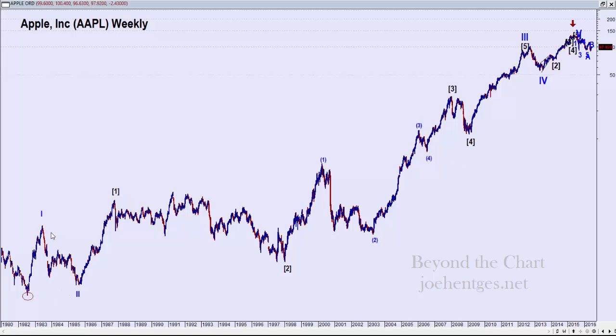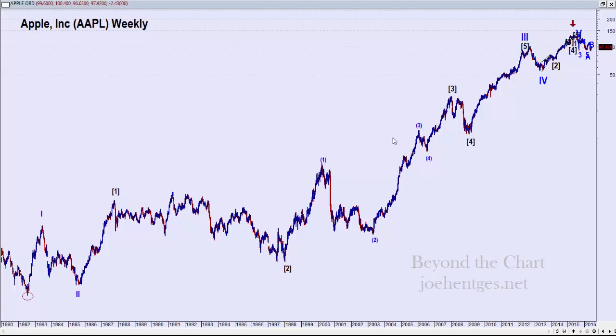And here's how the wave counts are laid out. 1, 2, cycle wave 1, cycle wave 2, and then this cannot be cycle wave 3 and then 4 because 4 cannot overlap 1. So we continue to count the wave count in here, and the same thing. It goes 1, 2, 1, 2 until you get a completed 5 waves. So now we have 1, 2, and we complete cycle wave 3 all the way up here in 2012.